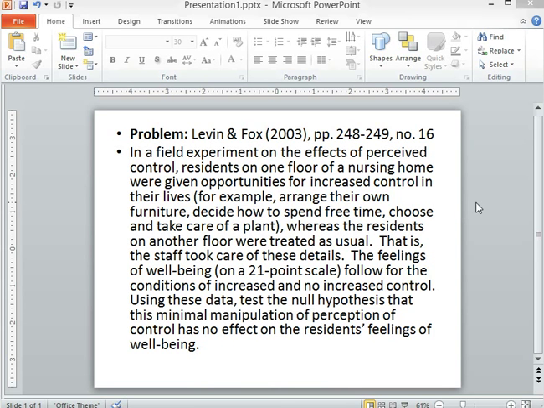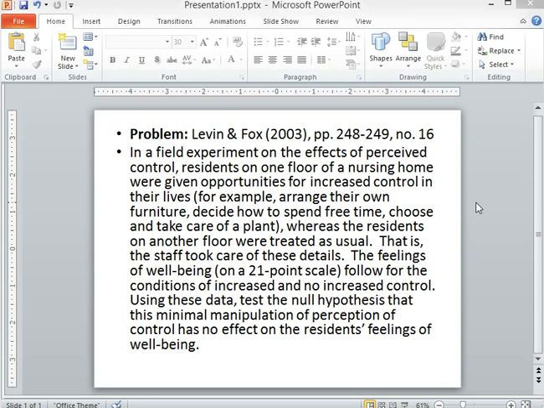So let me read. In a field experiment on the effects of perceived control, residents on one floor of a nursing home were given opportunities for increased control in their lives. For example, they were allowed to arrange their own furniture, decide how to spend their free time, and choose and take care of a plant. Whereas the residents of another floor were treated as usual. That is, the staff took care of these details, the ones I mentioned above.